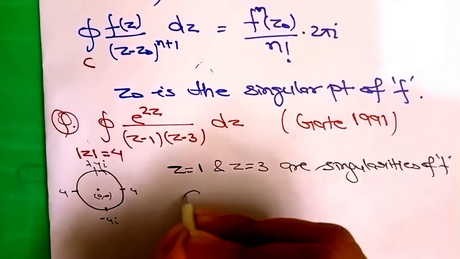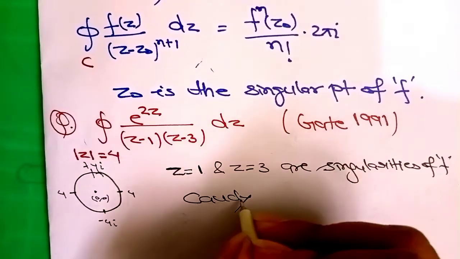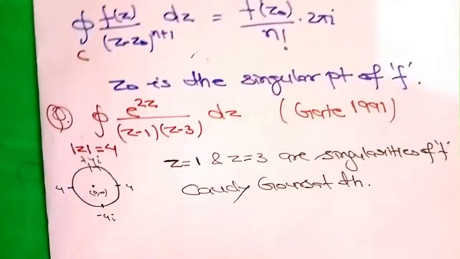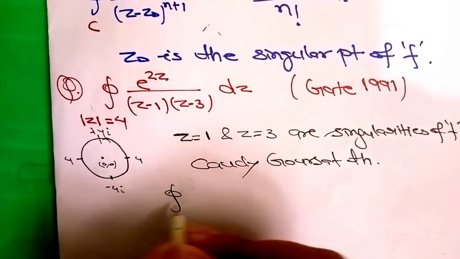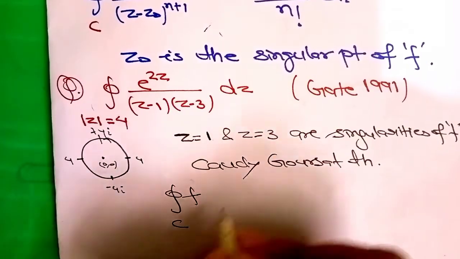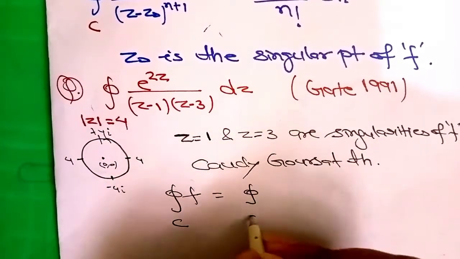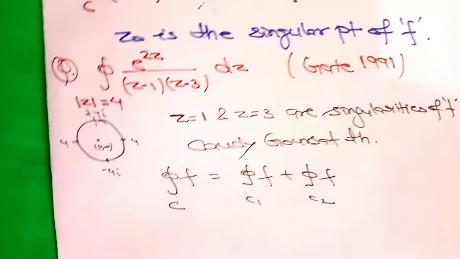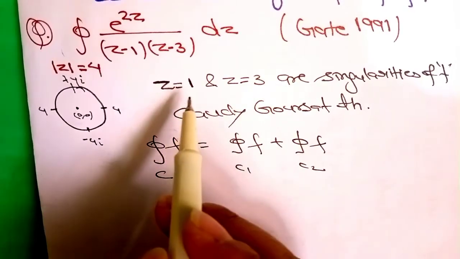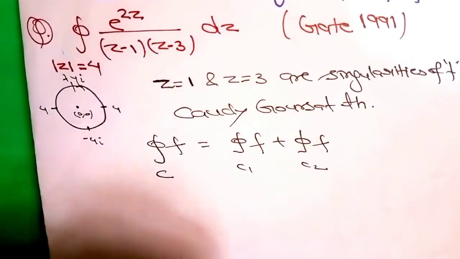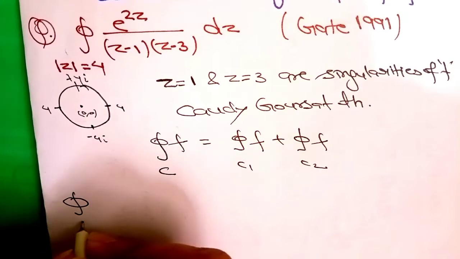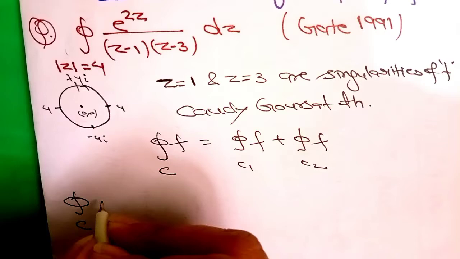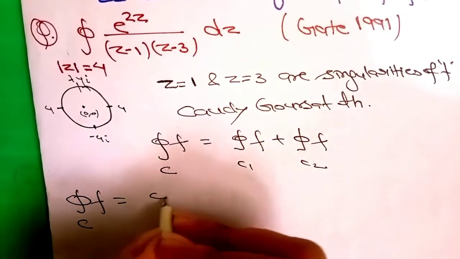Now we are going to use the Cauchy-Goursat theorem, by which we know that we can split any integral over the contour C separately, like this, integrating it for z equals 1 and z equals 3. So write contour C, that is mod z equals 4.